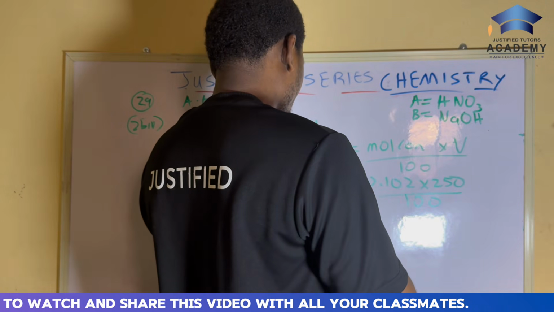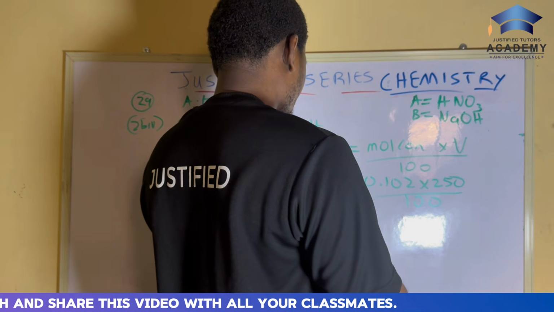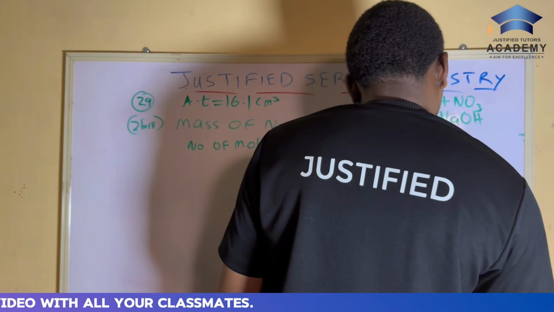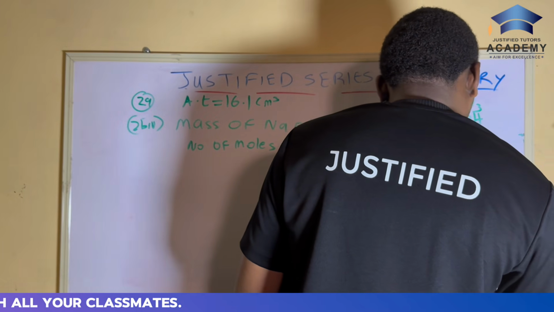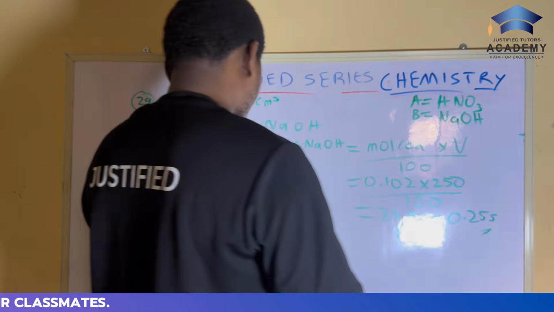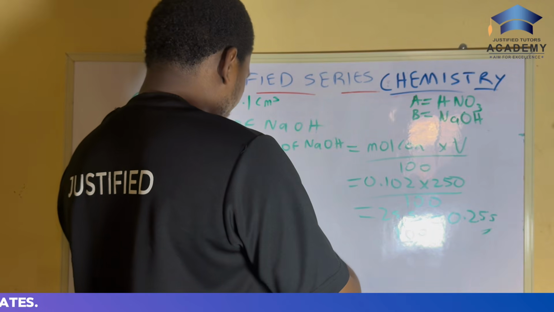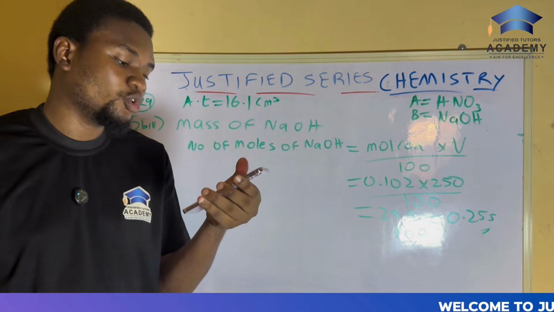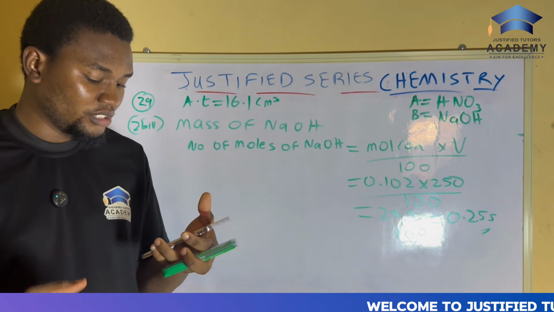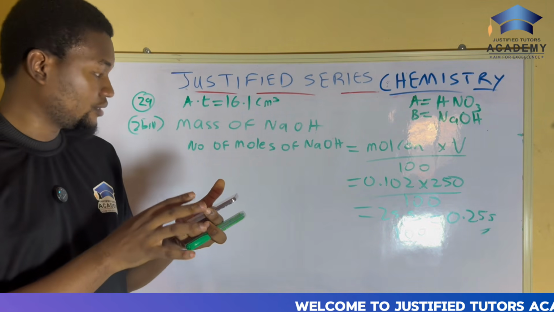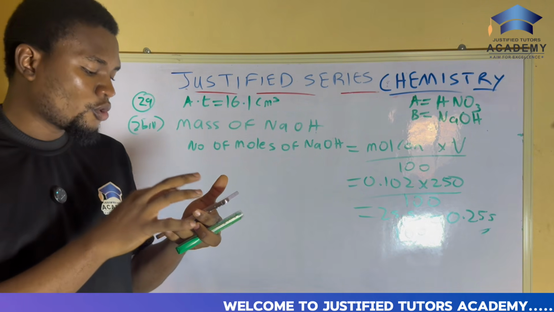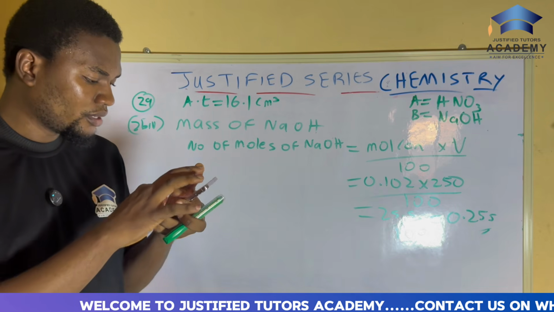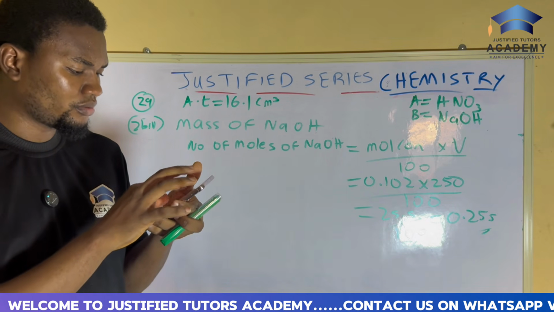Let's go back to it. Times 250, 25.5 over 1000 should give us 0.0255, right? So that's the number of moles of NaOH. So now that we know the number of moles of NaOH, we can now use it to find the... wait, something's wrong here.